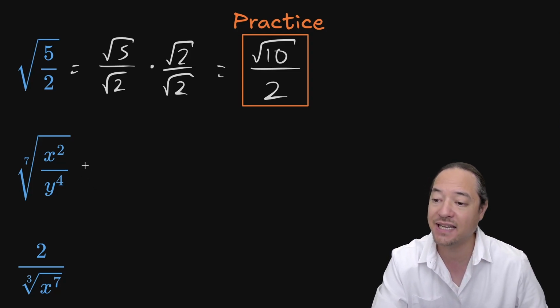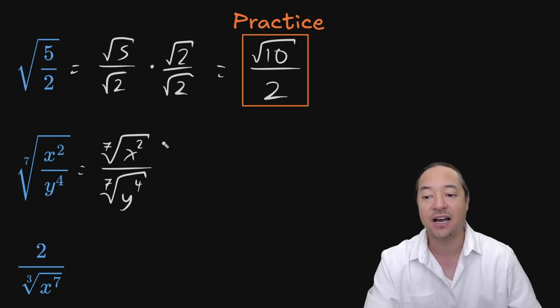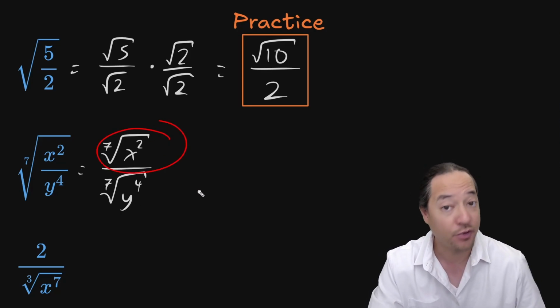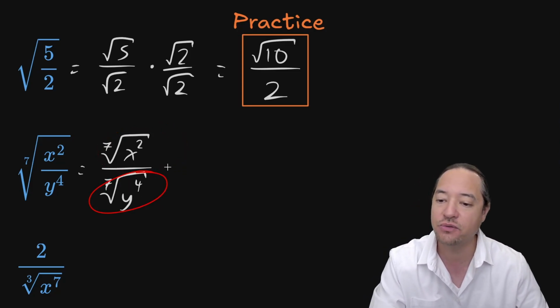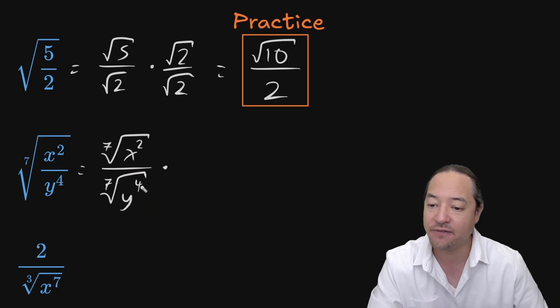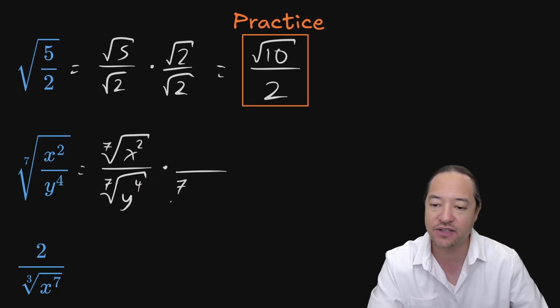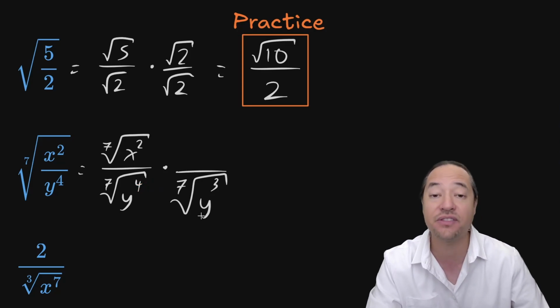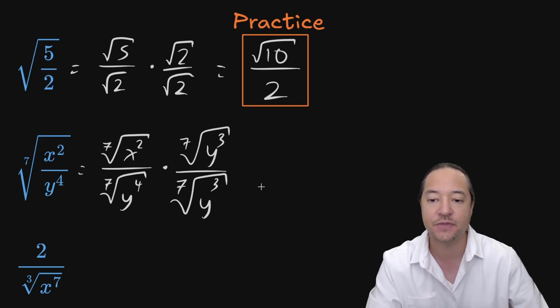Okay, so once again, I'm going to treat this as the 7th root of x squared over the 7th root of y to the 4th power. Now, having a radical in the numerator is perfectly fine, but this one in the denominator, I need to get rid of that, okay? So to do that, I essentially need this 4 to be a 7, okay? And to make that 4 into a 7, I need to add 3. So I am going to multiply this by the 7th root of y to the 3rd power. And of course, I need to do that on the top and bottom to maintain equality.